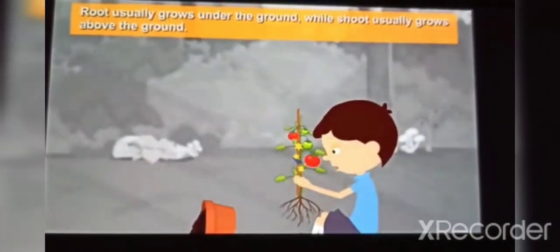The parts of the plant are the root and shoot. Root usually grows under the ground, while shoot usually grows above the ground. The shoot has different parts called the stem, leaves, flowers, and fruits.